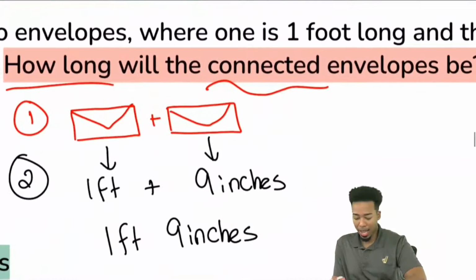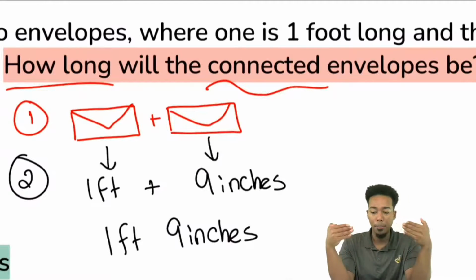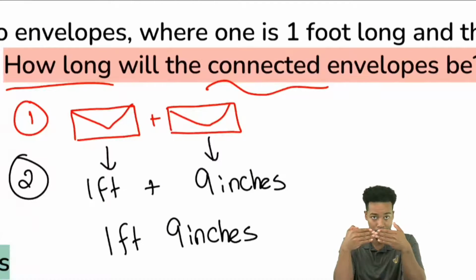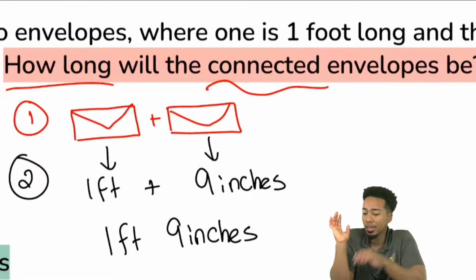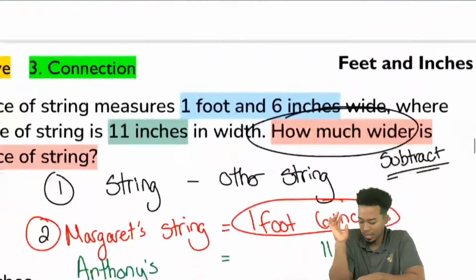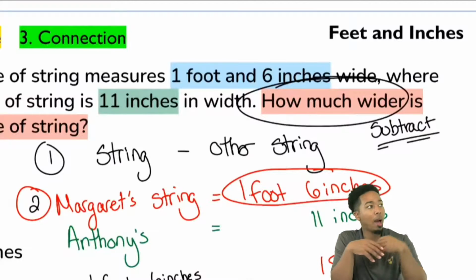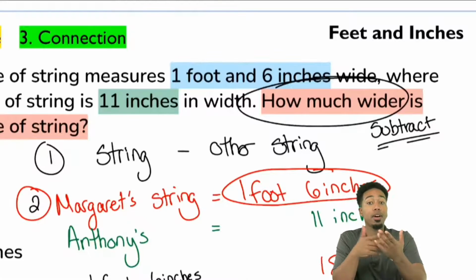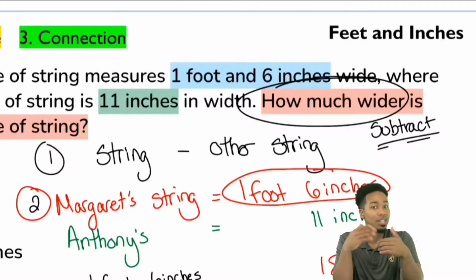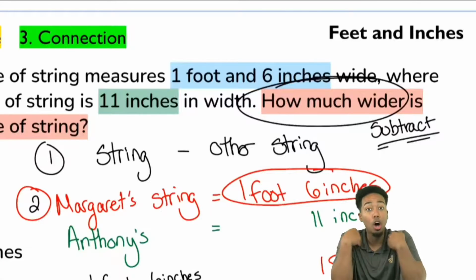Notice how it says, how long will the connected envelopes be? If you're connecting two things, you're adding. And we did the addition, and it turned out we didn't need to convert. In this case, how much wider? That's like saying, how much richer or how much taller is this person than the other? With height, it makes a lot more sense. If I say, how much taller am I than you? That might prompt you to take the difference of our heights, right? If you take the difference of our heights, you'll see how much taller I am than you.